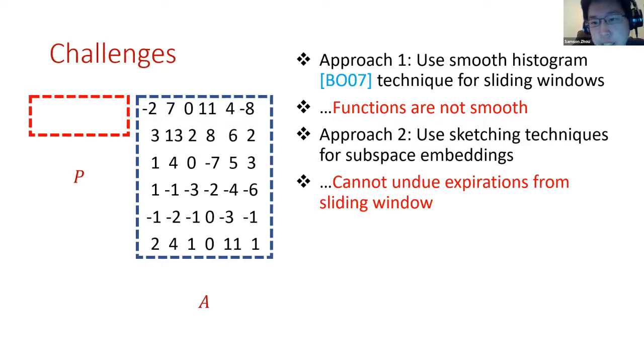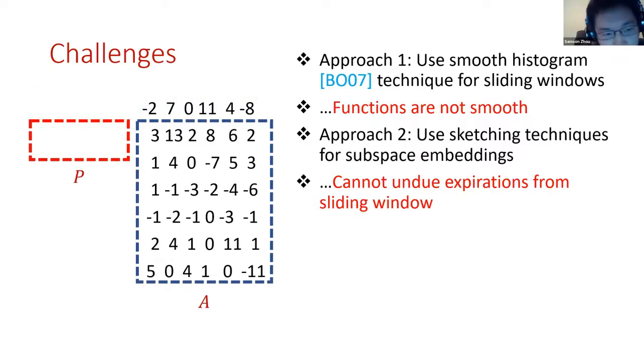Another approach would be to use sketching techniques for subspace embeddings. For these techniques, we have a sketch matrix P, which is short and wide. And throughout the stream, instead of maintaining A, we maintain P times A, which is much more efficient. But this is problematic in the sliding window model because rows implicitly expire.